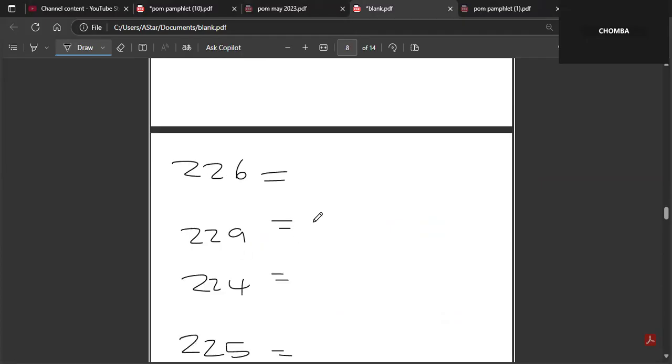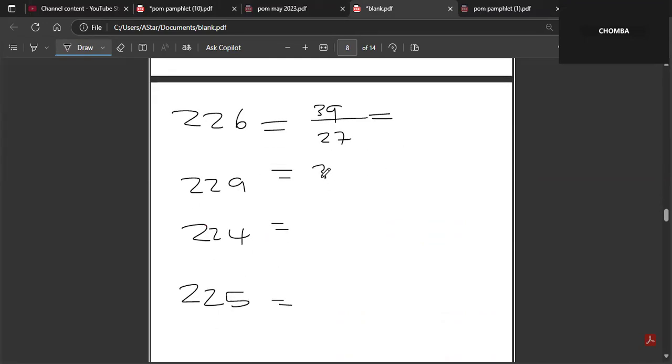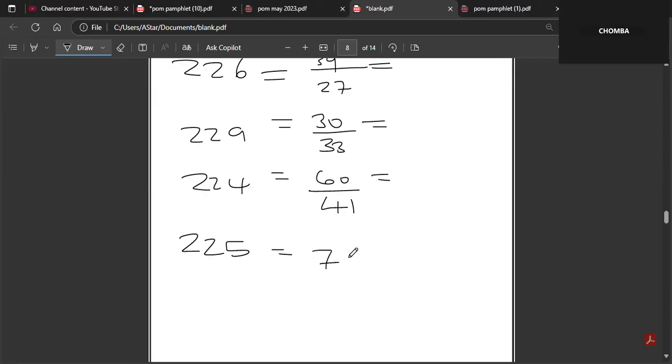What are we having on the due date? It is 39 divided by 27. Then the other one will be 30 divided by 33. Then the other one will be 60 divided by 41. I'll show you where these five figures are coming from.